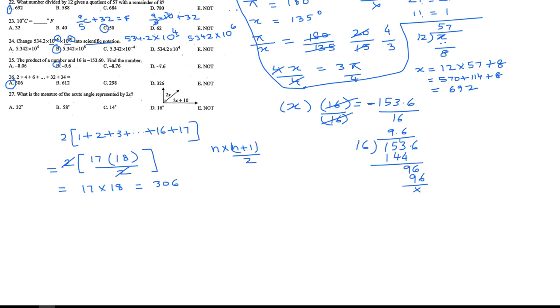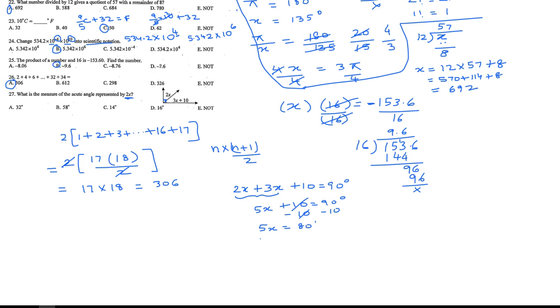Question 27. What is the measure of the acute angle represented by 2x? So they're asking you to find the value of 2x. Now if you look at this picture carefully, this symbol over here means that this angle is 90 degrees. So therefore 2x plus 3x plus 10 equals 90 degrees. So on the left side we have 5x plus 10 equals 90 degrees, and we have to solve for x. So let's get rid of 10 by subtracting 10 on both sides. So this cancels, and so we have 5x is equal to 80 degrees.